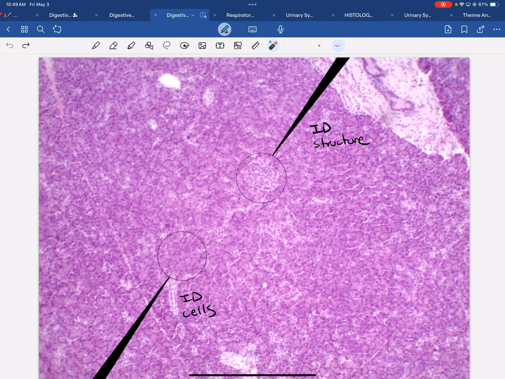All right, which organ is this? Good, the pancreas. How do you know? Yeah, it's the Langerhans. Nice, the islets of Langerhans. Good. Yeah, so that's what this is.